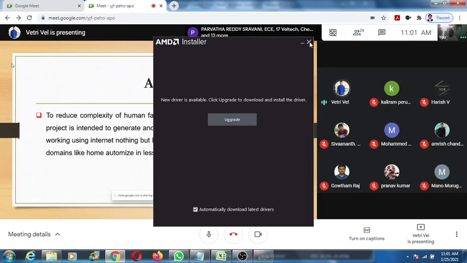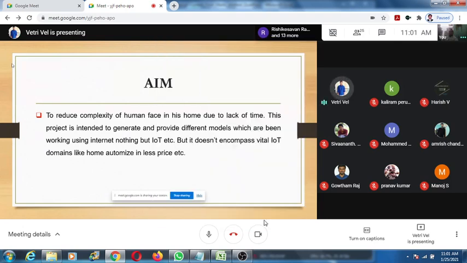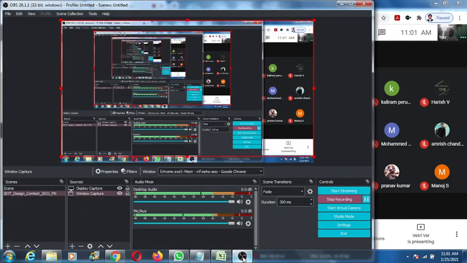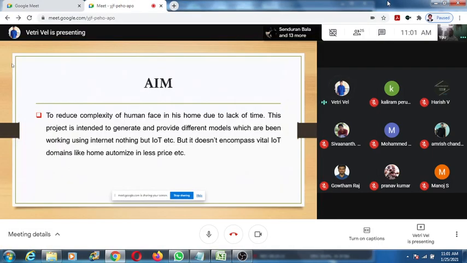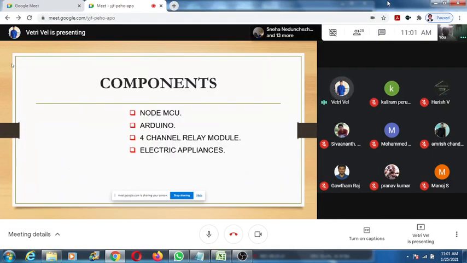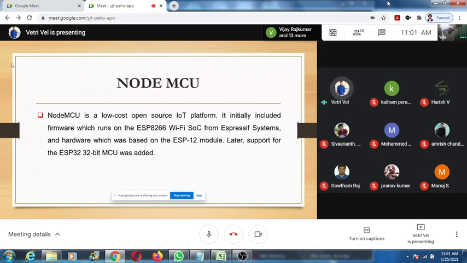Our aim is to reduce the complexity humans face due to lack of time. The project is intended to generate and provide different models which work using the internet, using IoT. The components we have used are NodeMCU, Arduino, and a 4-channel relay module. NodeMCU is a low cost open source IoT platform that initially includes firmware for the ESP8266 Wi-Fi SoC.